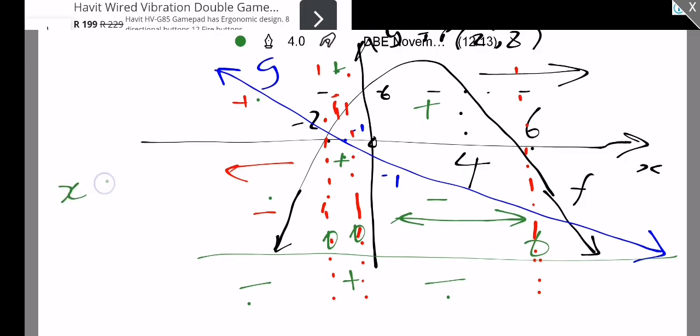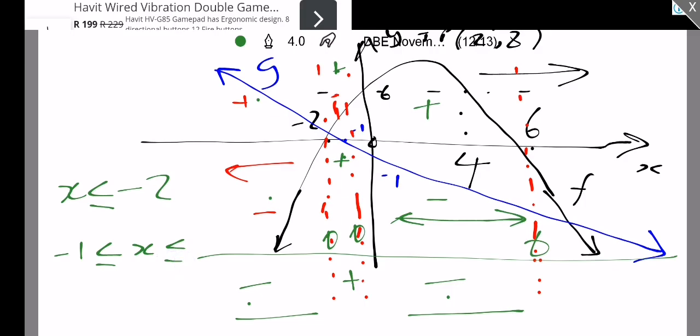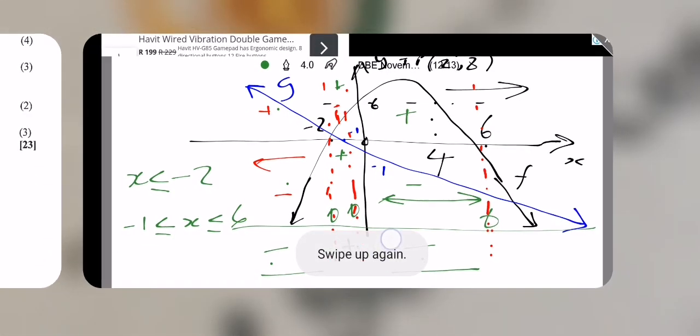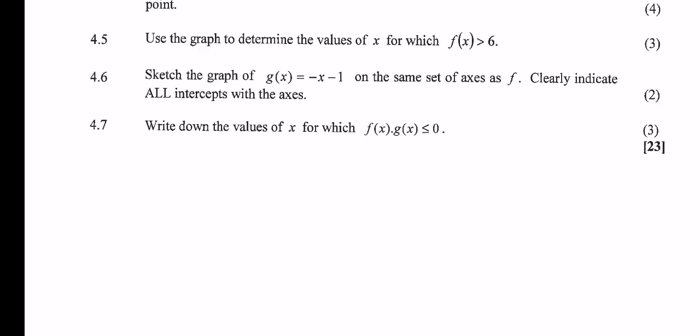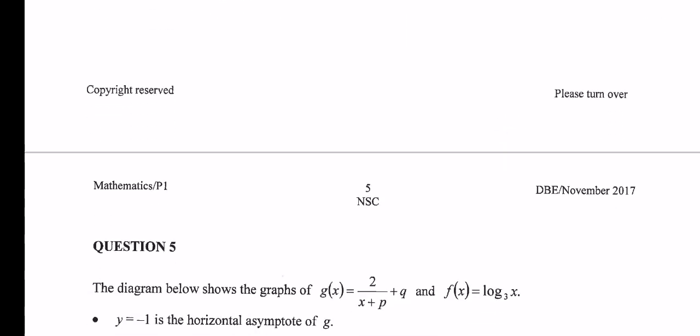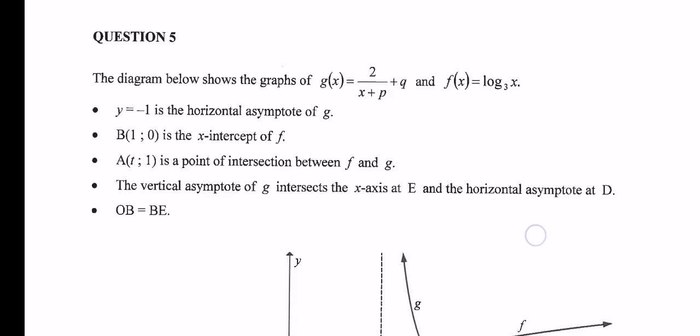So that means it is for x is less than or equal to -2, and this section where -1 is less than or equal to x is less than or equal to 6. I hope you guys understand that, and I hope I was clear enough in explaining it. For 3 marks. Now let's move on to question 5.